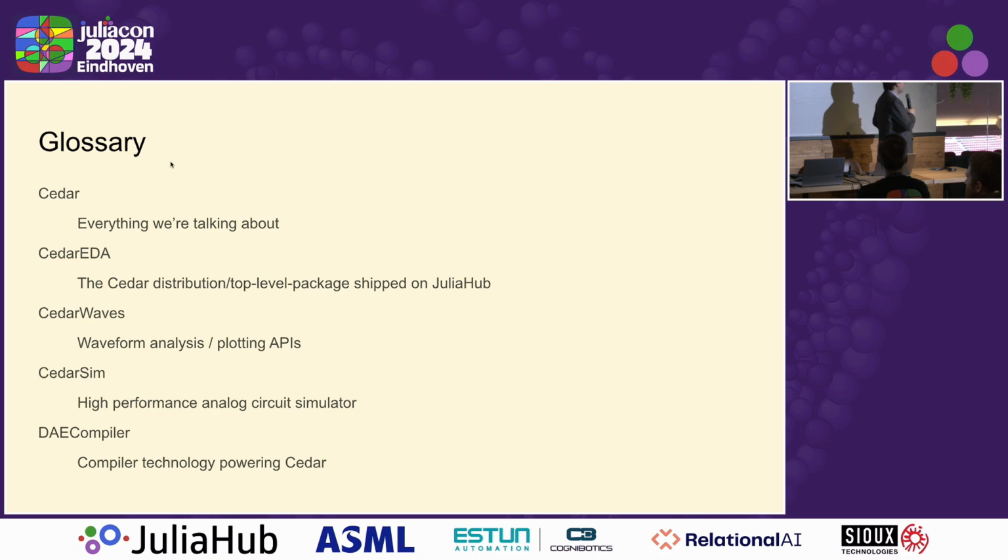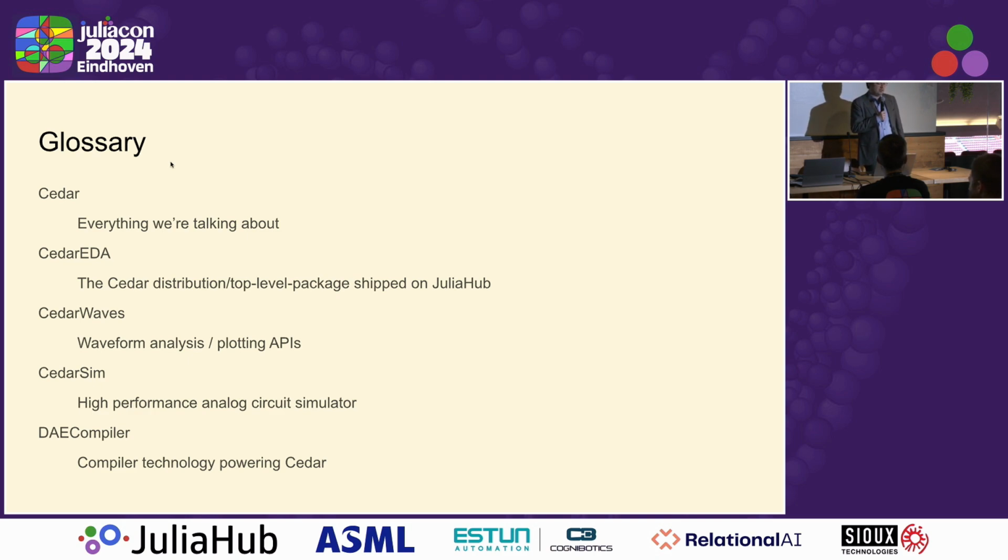I think I first probably need to start with a quick glossary. Cedar is pretty big as a project, so there are several terms that you may hear which refer to very specific things, but sometimes can be a little bit confusing. So Cedar is everything we're talking about, all the packages and the product, everything you're about to see is Cedar. There's also Cedar EDA, which is a particular distribution of Cedar, specific versions of all the packages, as well as some integration into the JuliaHub Cloud platform.